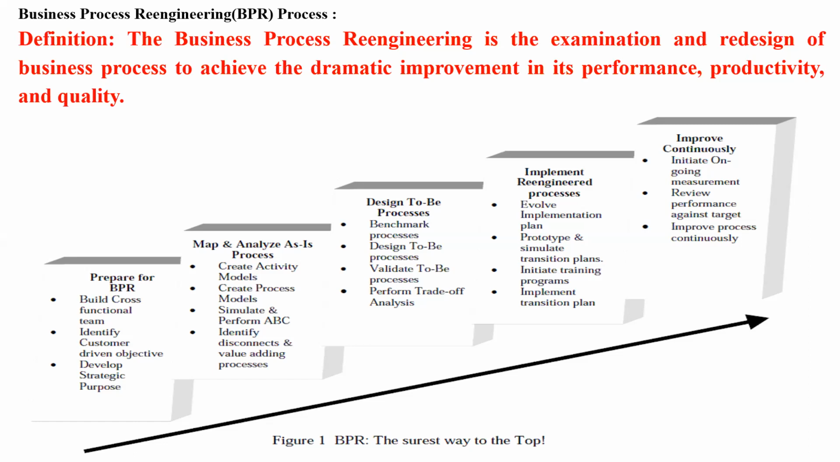While implementing, we will evolve the implementation plan in the organization. We will prepare a prototype for the simulation plans, and we initiate a certain training program for the people, and finally we will implement the transition plan at the different organizational levels or for the different organizational processes. Once we implement it, evaluation will be done for the improvement. So we improve continuously. To improve continuity, we need to instigate ongoing measurement. Review of performance will be against the target, and we improve the process continuously.